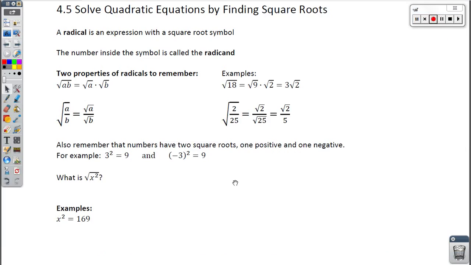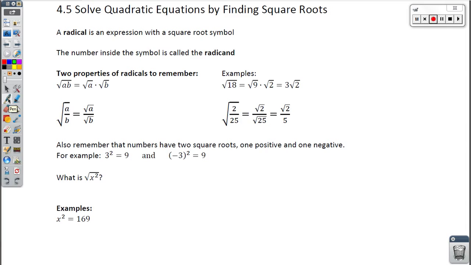Sometimes with a quadratic equation, you can solve it simply by taking the square root. Now you can only do this in certain situations, not with any quadratic equation, but we're going to talk about the type of quadratic equation where you can do that. Now a few things before we get started on actually solving equations.